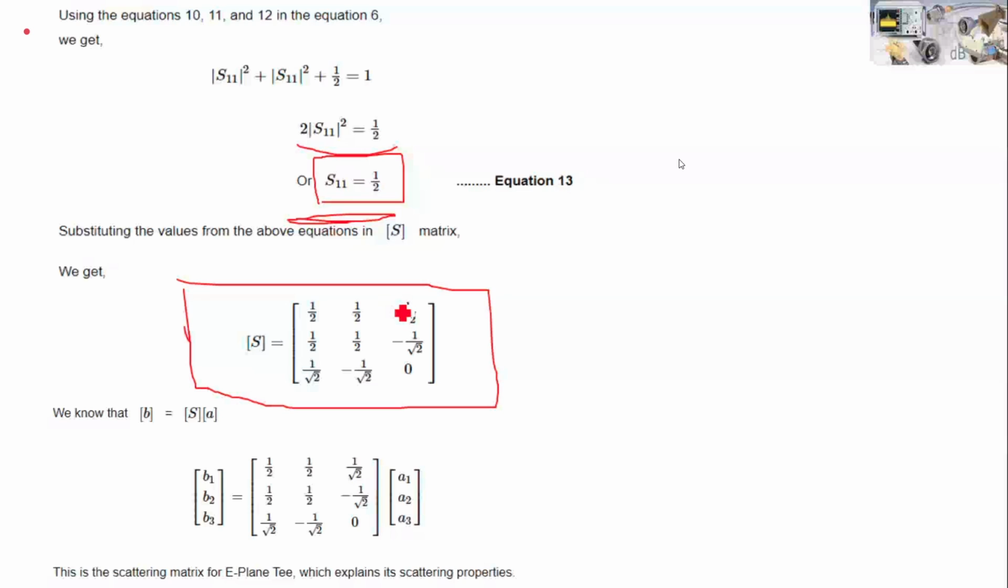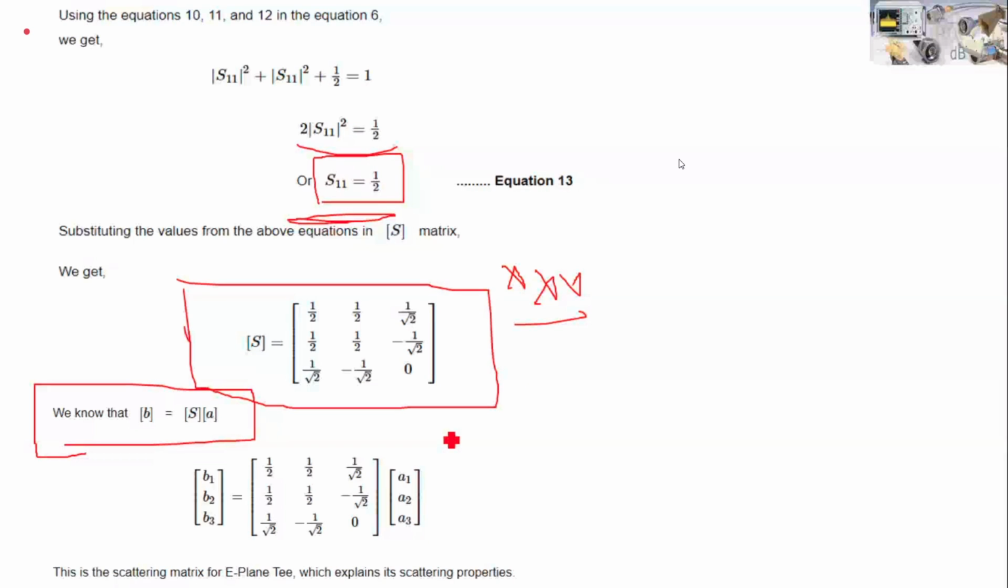This 1 by root 2, then 1 by 2, 1 by 2 minus 1 by root 2. 1 by root 2, S31 same, it is, both are same, 1 by minus 1 by root 2 and 0. So in this form, in order to calculate this in equation form, you can write like this. So this is very important. Generally in competitive examinations, this is asked.